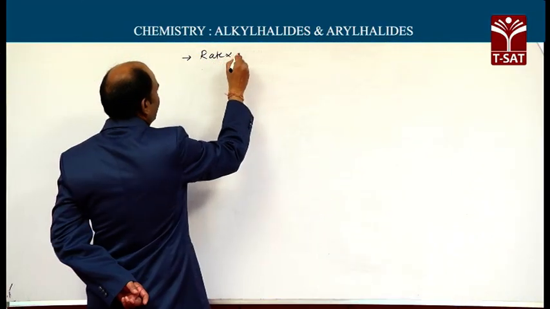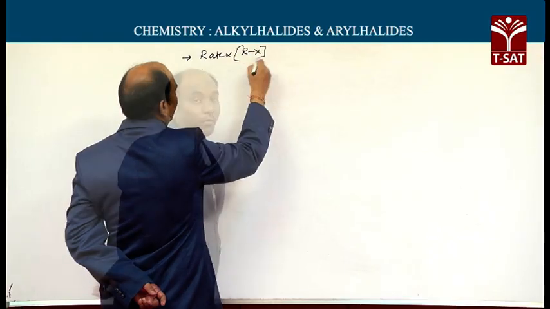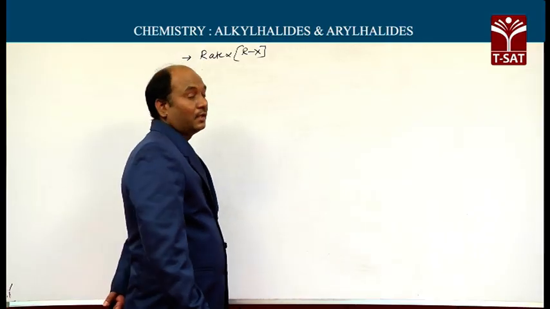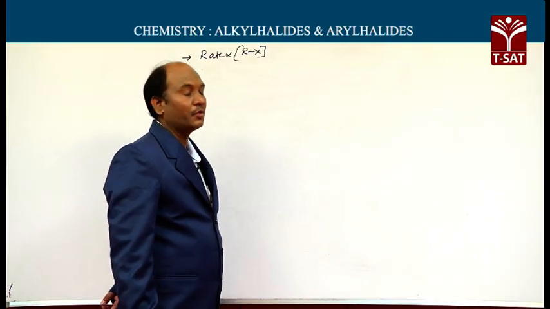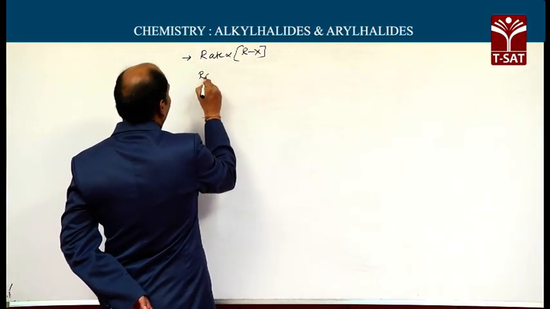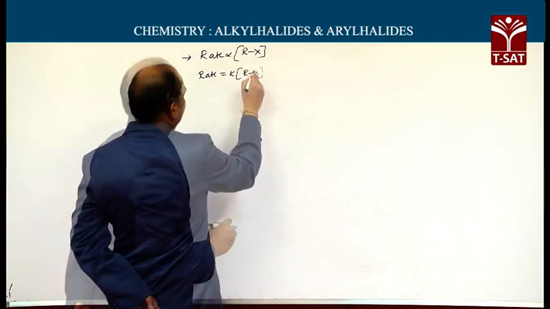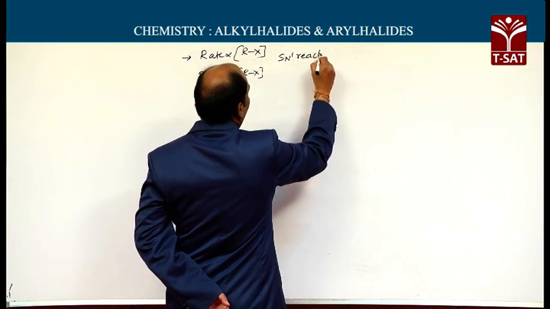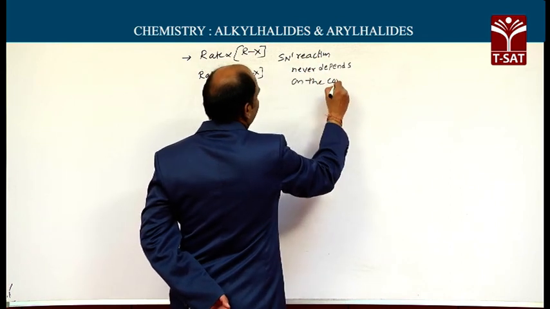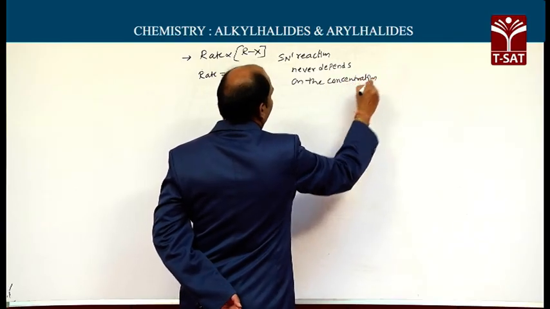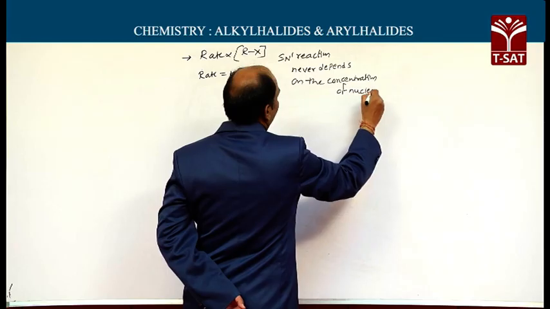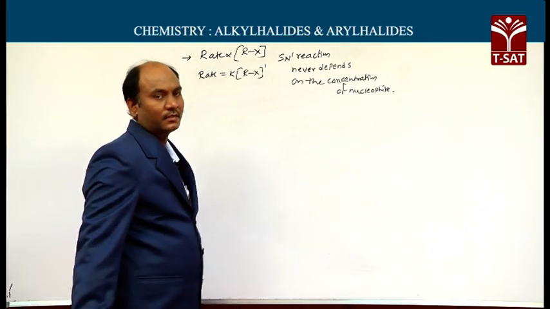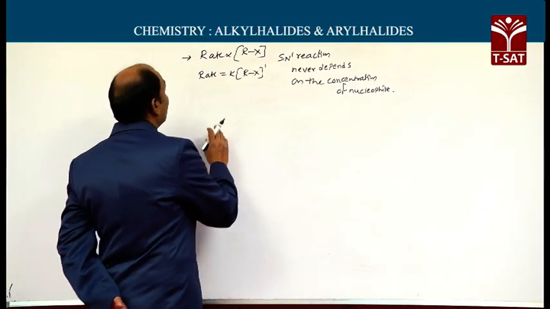Rate is directly proportional to concentration of alkyl halide. Rate only depends on the concentration of alkyl halide. Why? Because the formation of carbocation is a slow step. Here it never depends on the concentration of nucleophile. So in this reaction, rate equal to K into RX. So here in this SN1 reaction, rate never depends on the concentration of nucleophile. Here this is first order, therefore it is a first order reaction. This is a SN1 reaction.